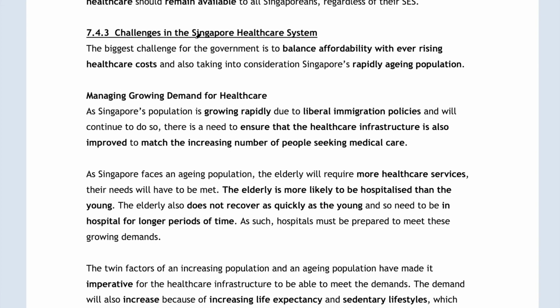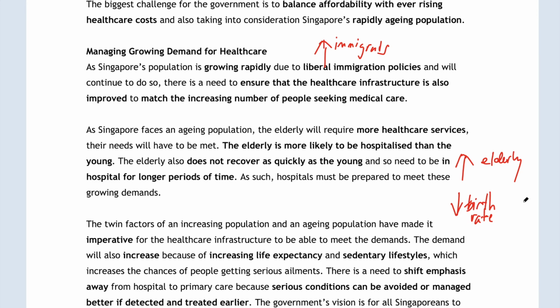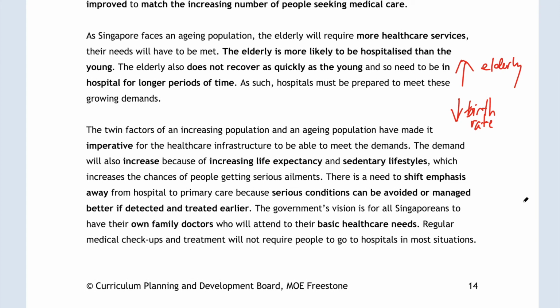It's not perfect. Like we said, as more immigrants come to Singapore, and as the birth rate decreases and the elderly population increases, there will be more services needed for more people. The twin factors of an increasing population and an aging population at the same time have made it important for us to develop infrastructure to meet this increasing demand. With increasing life expectancy and a lot of us still having a sedentary lifestyle, which means we sit around and don't really have an active lifestyle, there is a greater chance of you getting ailments. Because of these problems, our healthcare system may actually be overwhelmed if we are not careful.